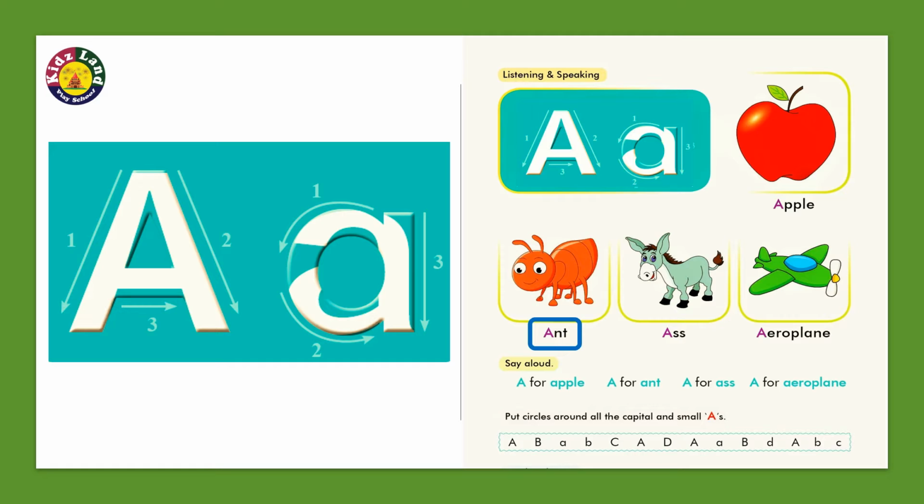A-N-T, ant. Once again, A-N-T, ant. And the third picture says it is an as. A-S-S, as. A-S-S, as. And the fourth one is the aeroplane.